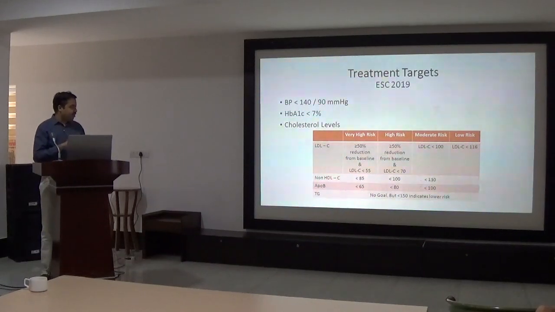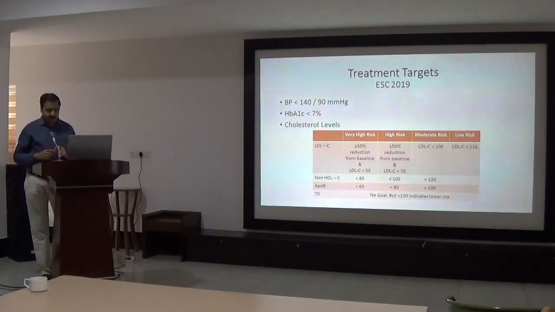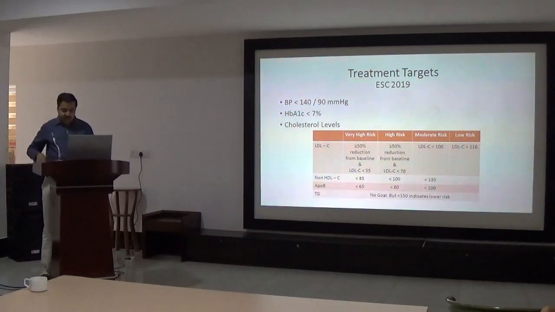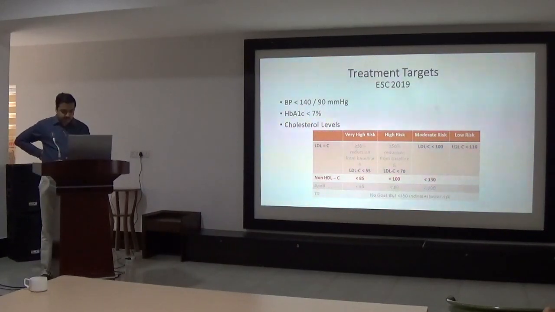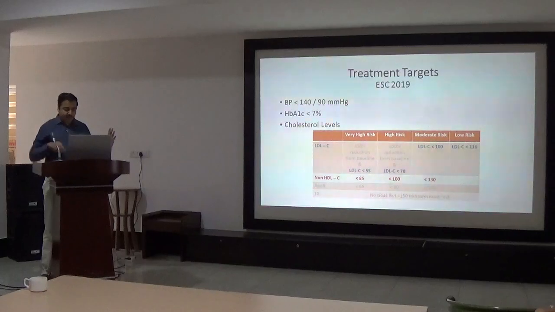Secondary target, non-HDL cholesterol should be less than 85, less than 100, less than 130. ApoB, tertiary target, should be less than 65, less than 80, less than 100. Triglycerides, no goal was given, but it should be maintained below 150. So these numbers need to be remembered. At least LDL less than 55, less than 70, less than 100, less than 160.